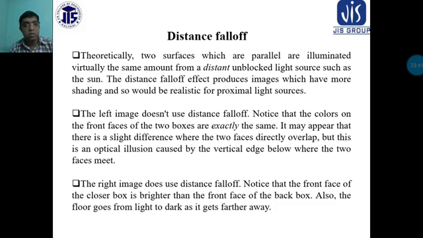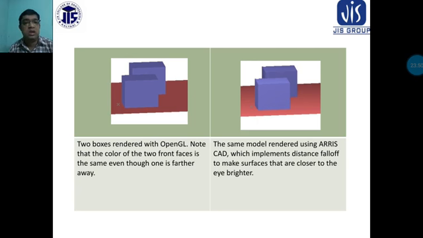The back box is here. Also, the floor goes from light to dark as it gets further away. The two boxes are rendered with OpenGL. Note that the color of the two front faces is the same, even though one is further away.